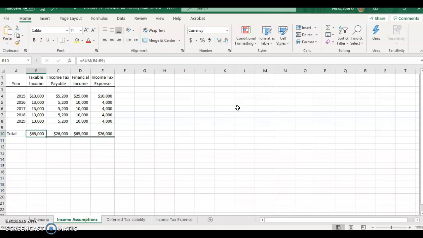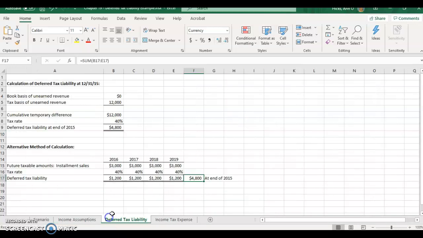Now, just to be clear, I want to point a couple of things out. Notice that for the 5-year period, the taxable income and the financial income are the same. In both instances, we are reporting cumulative income of $65,000. The difference is when that is reported. This emphasizes the fact that we're dealing with timing or temporary differences, not permanent differences. The same thing holds true for the amount of income tax we pay and the amount of income tax we expense. In both instances, it is $26,000. The only difference is the timing of when those things happen.